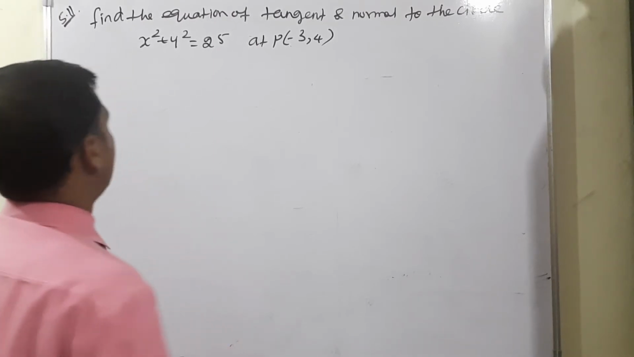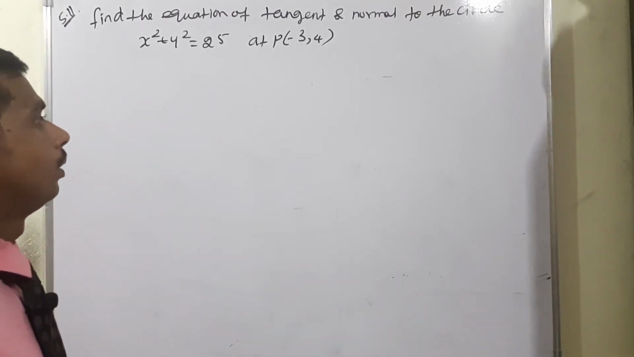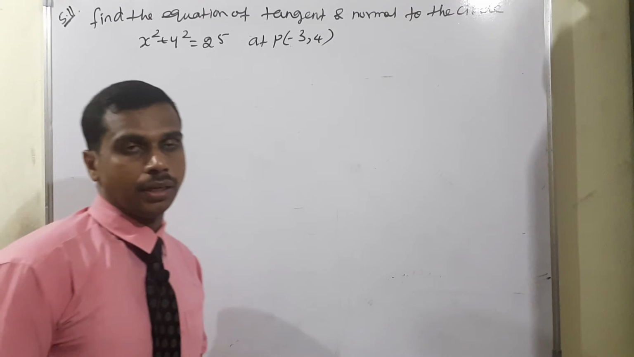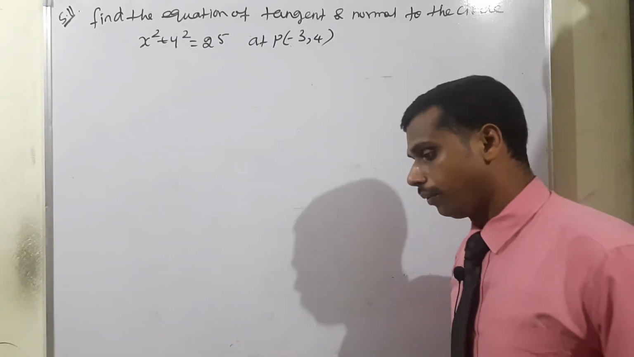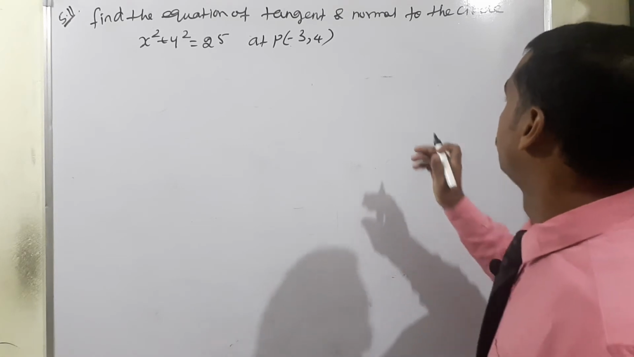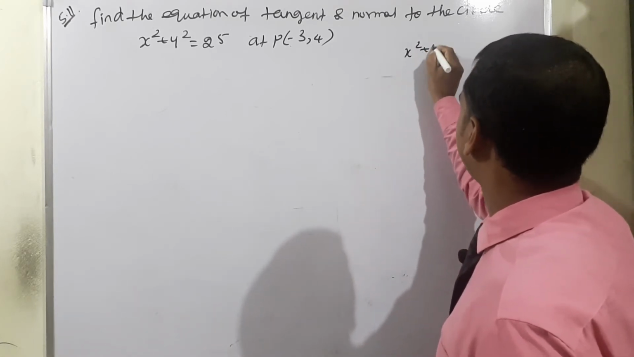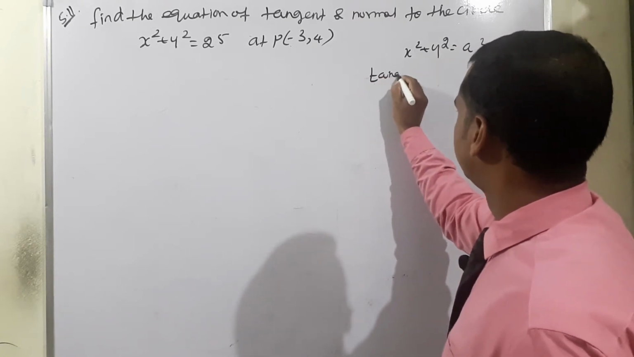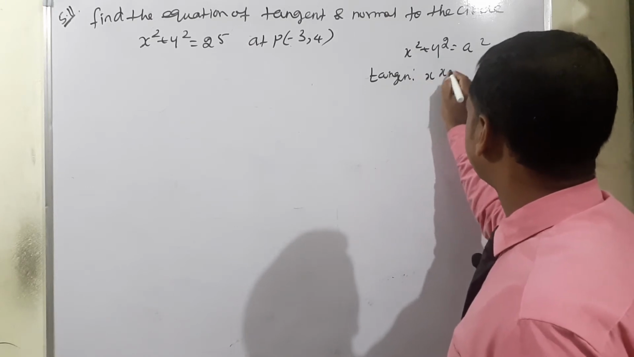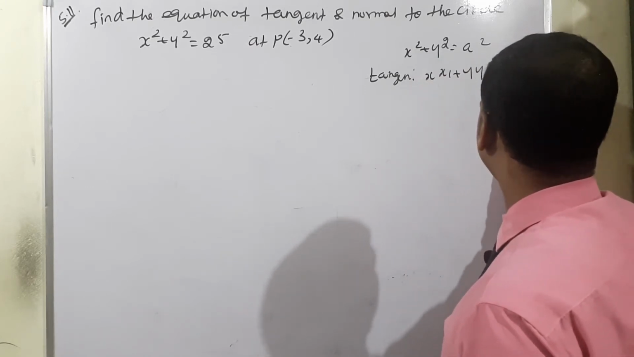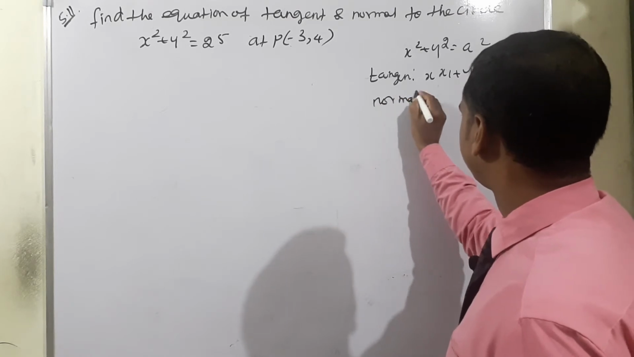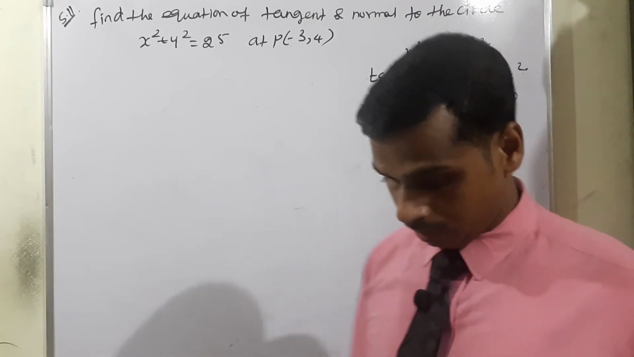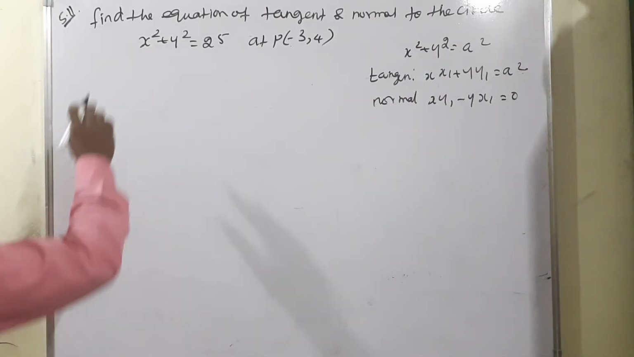Moving to example 5.11. Question: find the equation of tangent and normal to the circle x square plus y square is equal to 25, point given minus 3 comma 4. Already we have discussed in concept part, equation of circle x square plus y square is equal to a square. Equation of tangent, what is the formula? x x1 plus y y1 is equal to a square. The normal: x y1 minus y x1 is equal to 0. So here what is the given circle equation? Solution.